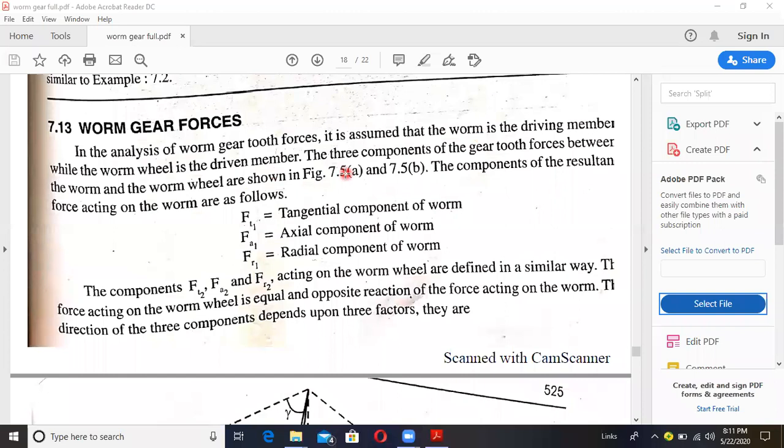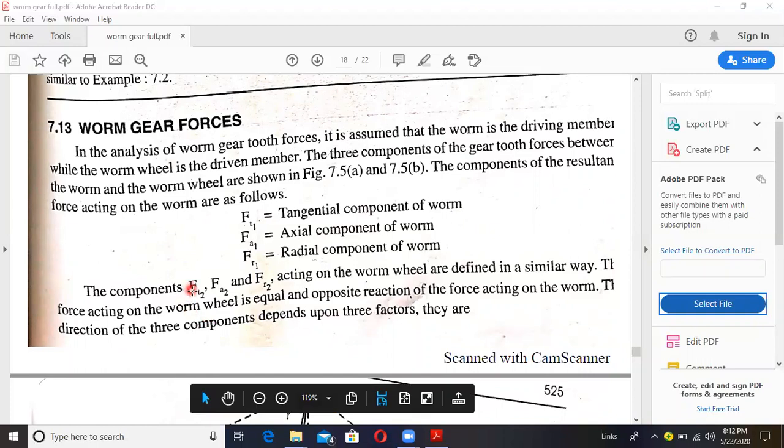Now on the worm or the worm gear, three types of forces are acting. One is the tangential component of the worm, another is the axial component of the worm, and the radial component of the worm. So here Ft is nothing but tangential force, Fa is nothing but axial force, Fr is nothing but radial force. Here 1 represents that these are the forces acting on the worm. Always I told that for the worm we represent by 1.